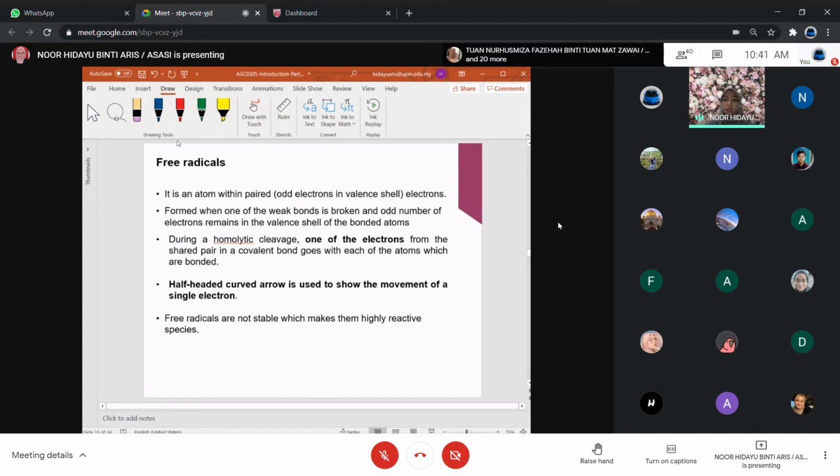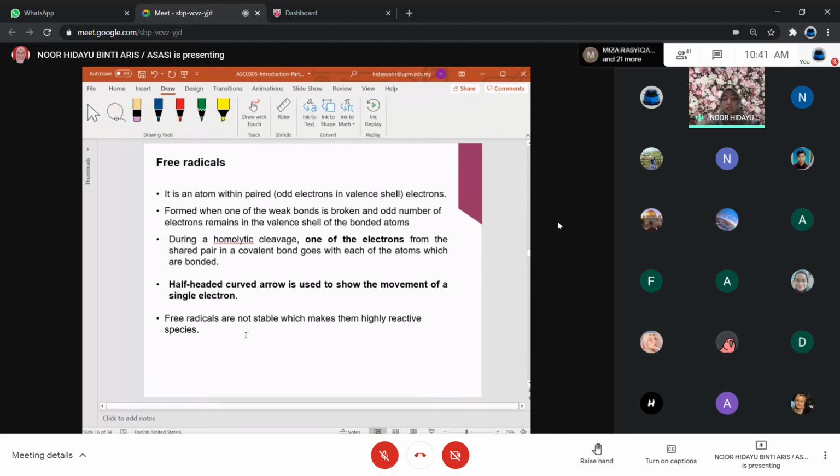So normally free radical akan undergo homolytic cleavage. So macam mana nak produce? Bahagi sama rata dia punya elektron and seorang akan dapat satu. So one of the electron from the shared pair in a covalent bond goes with each other of the atom are bonded. Okay, half-headed curved arrow is used to show the movement of the single electron. So satu elektron saja yang dia akan derma ataupun dia akan dapat. That's why dia punya arrow tu adalah half-headed. Satu je kepala dia, separuh.